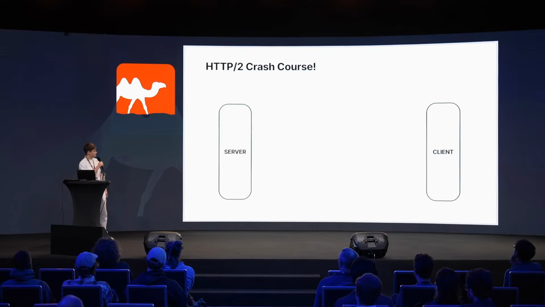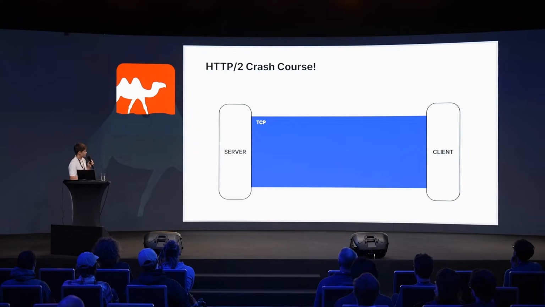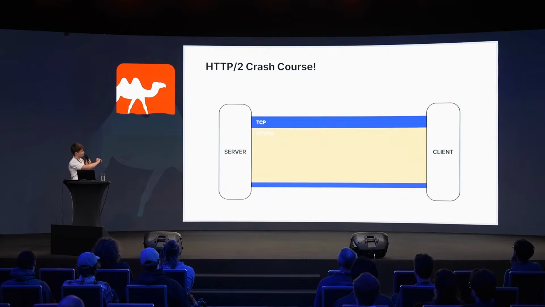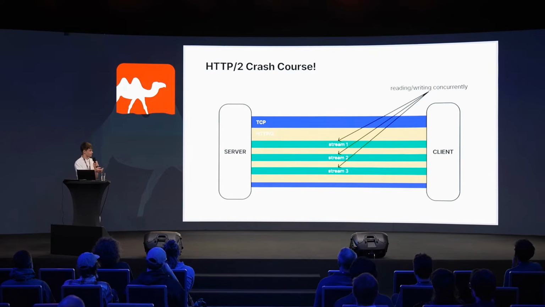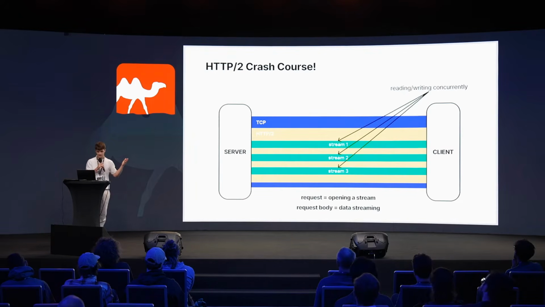I want to take a quick crash course on HTTP/2. I actually saw a lot of hands that you know what it is, but this is just one slide. Basically, we have a server, a client, and one TCP connection. Over this one TCP connection, we have one HTTP/2 connection. And what's important, we have several concurrent streams where data flows bidirectionally. So we have concurrent reads and writes over a single connection. I want to expose to the user the ability to read and write to those streams concurrently. Just some terminology: a request just means opening a stream, and the request body is the data that flows through the stream.